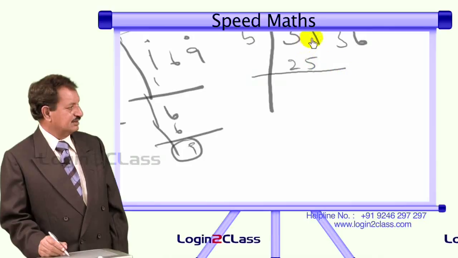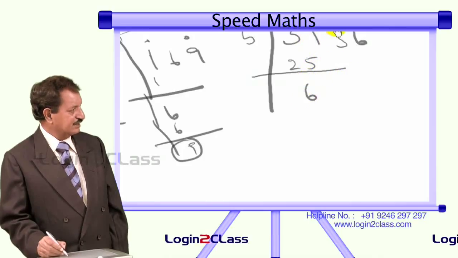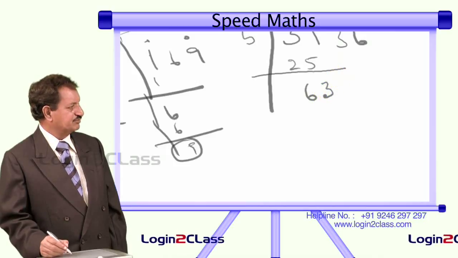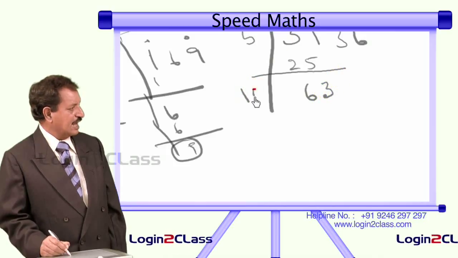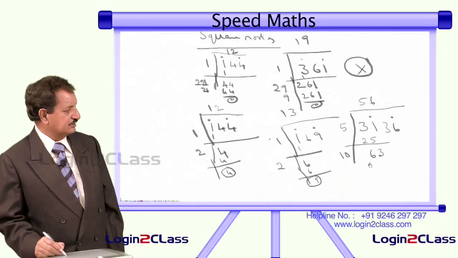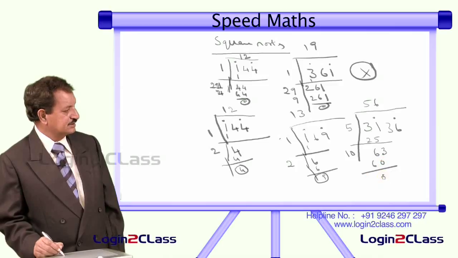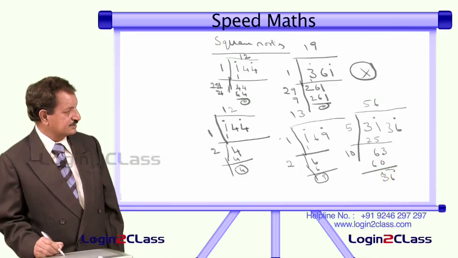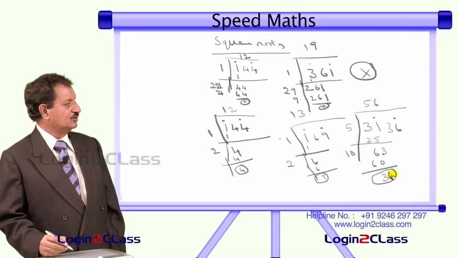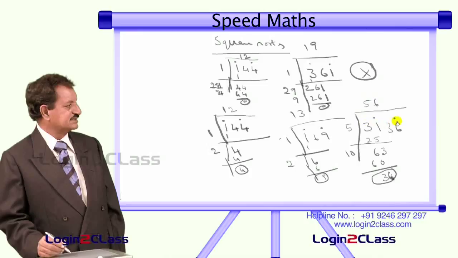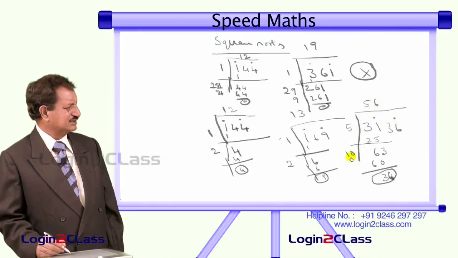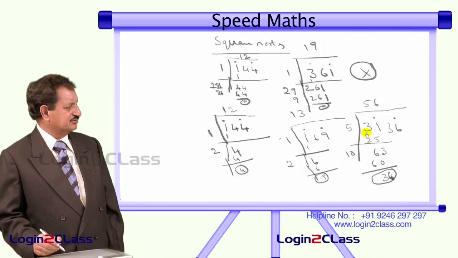5 fives are 25. 31 minus 25 is 6, and get down only one figure as I told you, 63, and multiply this 5 with 2, it will become 10, and simply divide. 10 sixes are 60, and the remainder is 3, that's 6, 36, and 6 sixes are 36. So the square root of 3136 is 56. So just by dividing with one number, by dividing with 10, you got the answer.